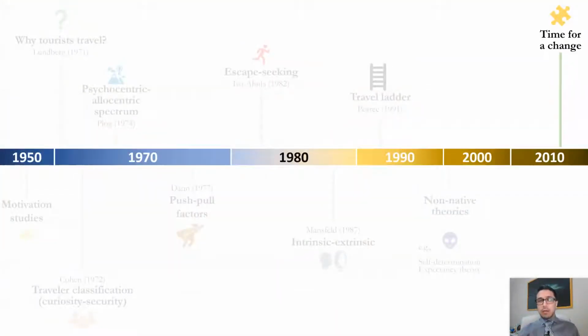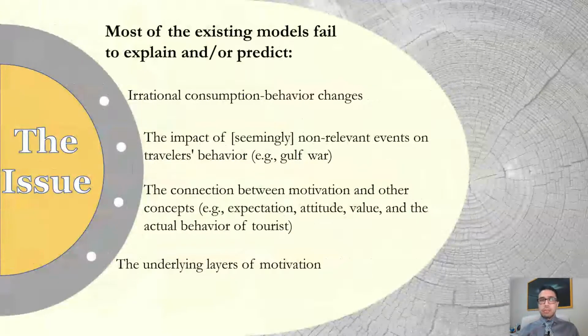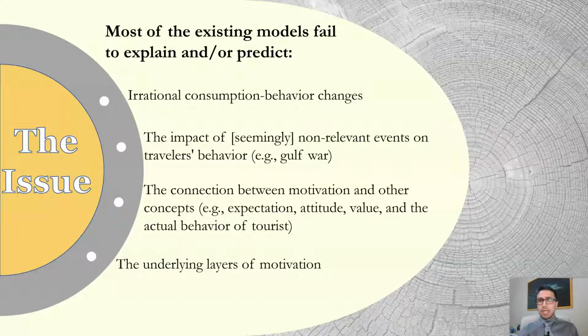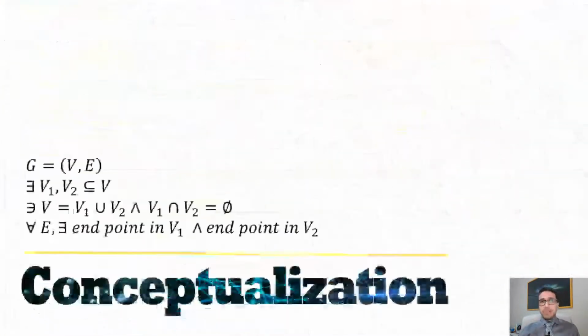If you ask why, well, there are dozens of reasons, but maybe the most important one is that most of the existing models and theories fail to explain and or predict irrational consumption behavioral changes, the impact of seemingly non-relevant events on traveler behaviors, such as the Gulf War on Japan's tourism, for example, or the connection between motivation and other concepts such as expectation, attitude, value, and actual tourist behavior, and the underlying layers of motivation. With that, we can start defining our model.